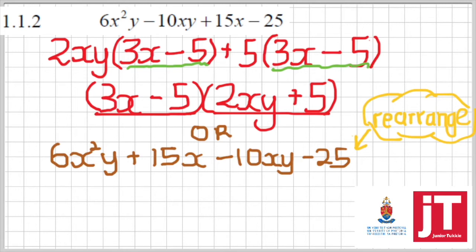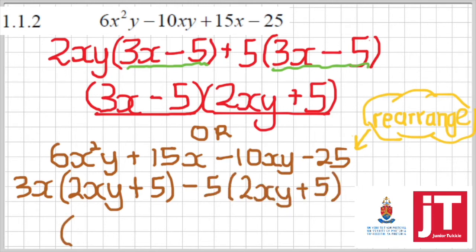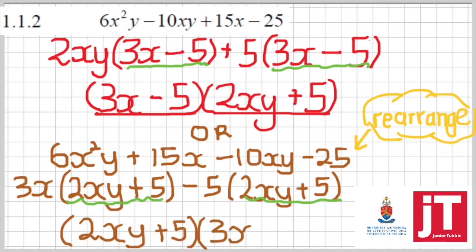So the common factor now becomes 3x, and you're going to have 2x plus 5 in the first. Then in the last two terms, the common factor is minus 5. You're going to have 2xy plus 5 as well. Same thing, you identify that that's a common factor. And when you factorize it, you're going to get 2xy plus 5, and you're going to have 3x minus 5 as the second factor, which are literally the same factors that we got previously.